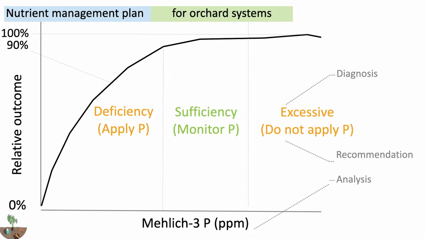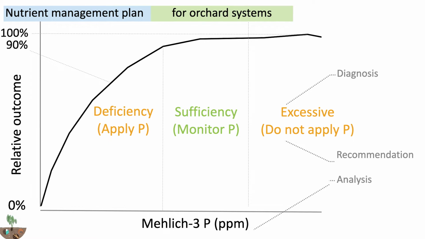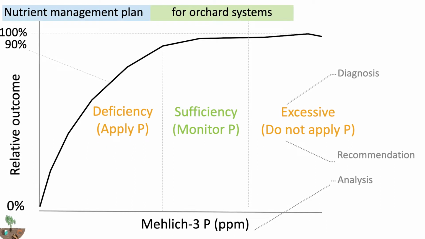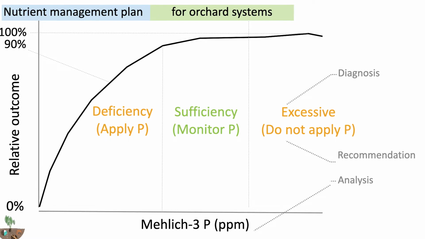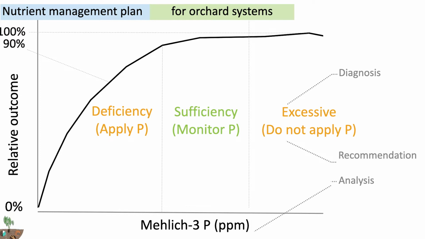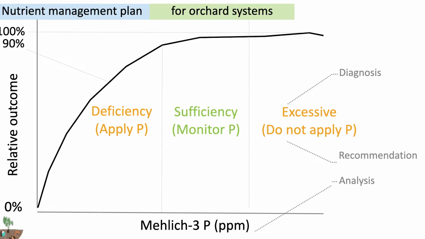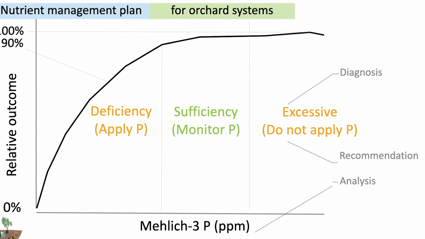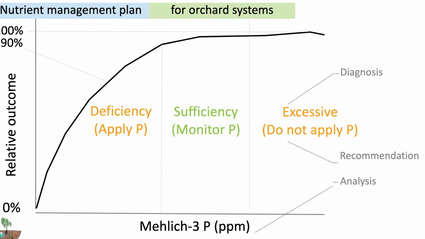And then from here you can delineate, okay, if we're in this zone here, if your sample falls here, then the diagnosis would be deficient, and the recommendation would be to apply a certain amount of P, or phosphorus. Then you may have a sufficiency range and then an excessive range. And we do care about that excessive range too, because we can have issues with productivity if there are excessive amounts as well.